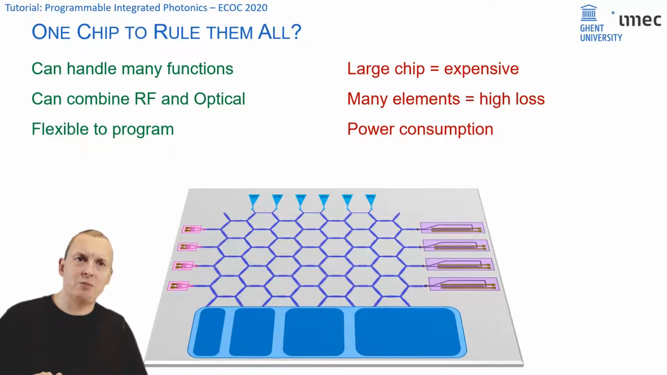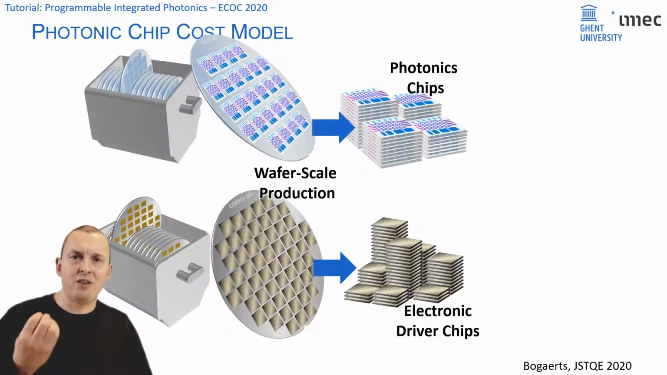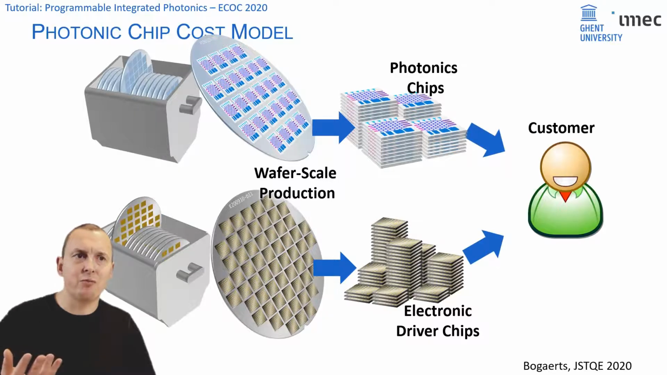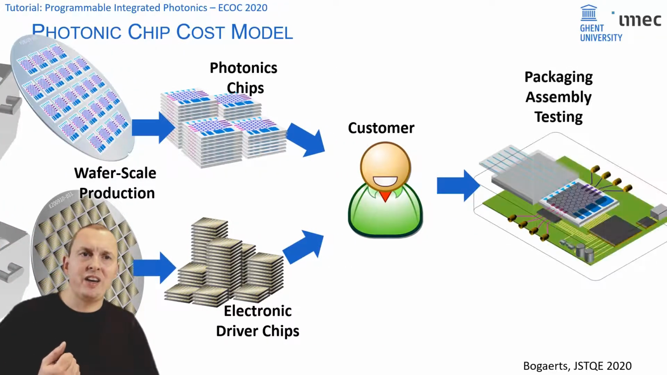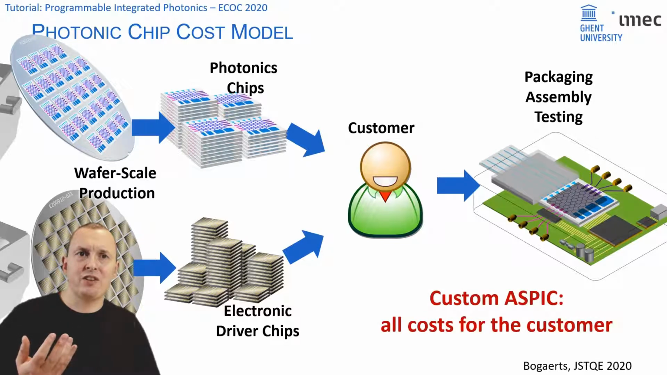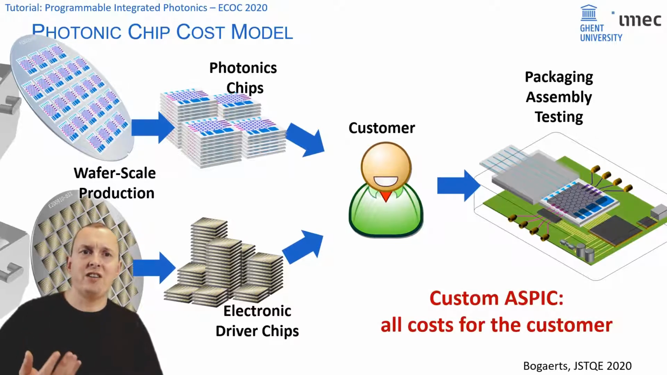These can be large chips and therefore expensive to make. The many elements make them less efficient, also in power consumption. But they have a big benefit in terms of cost. If we just look at the cost model for such chips, well, you have wafer scale production, and then in the end you end up with a customer. Now, in the case of an application-specific circuit, all the costs end up with the customer.